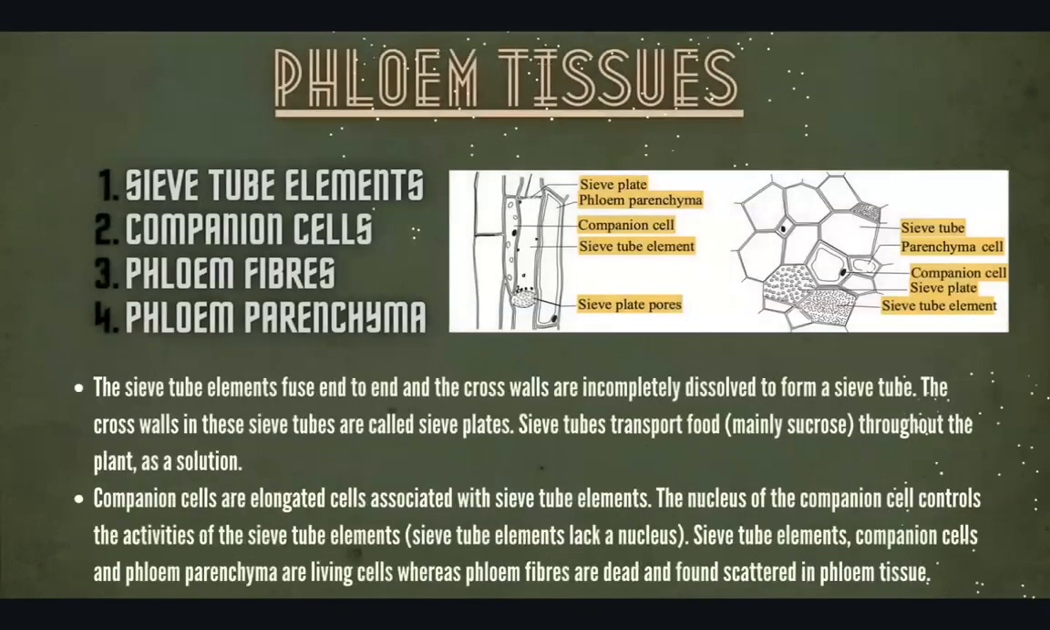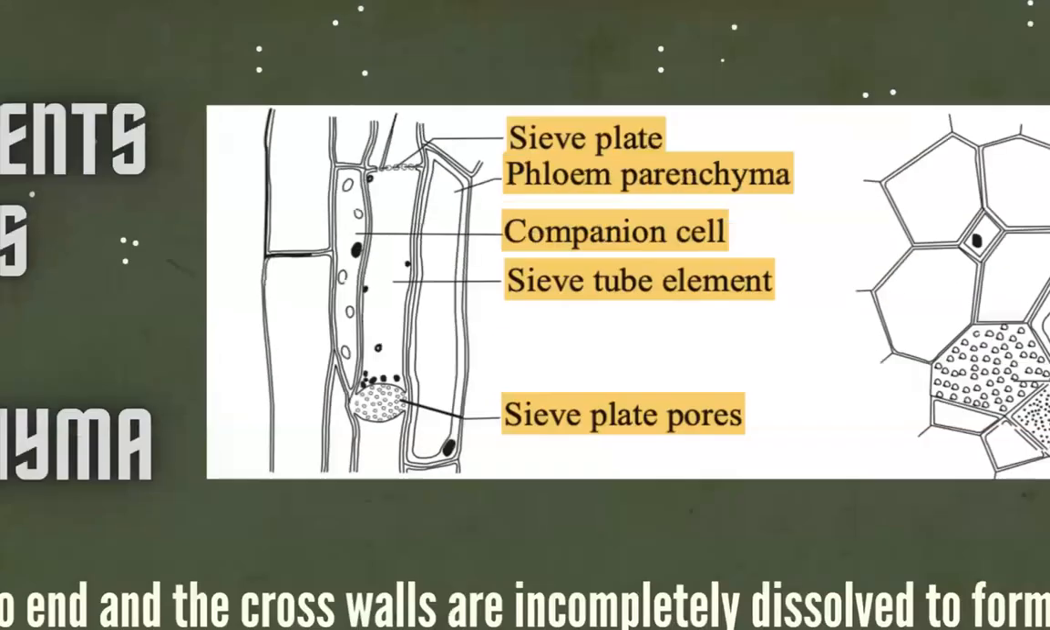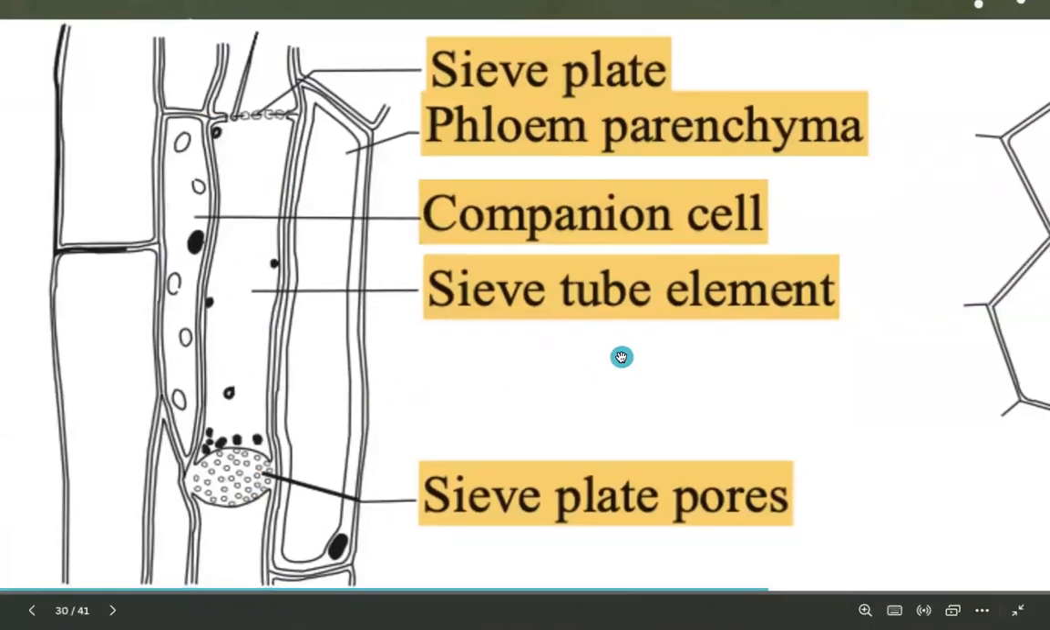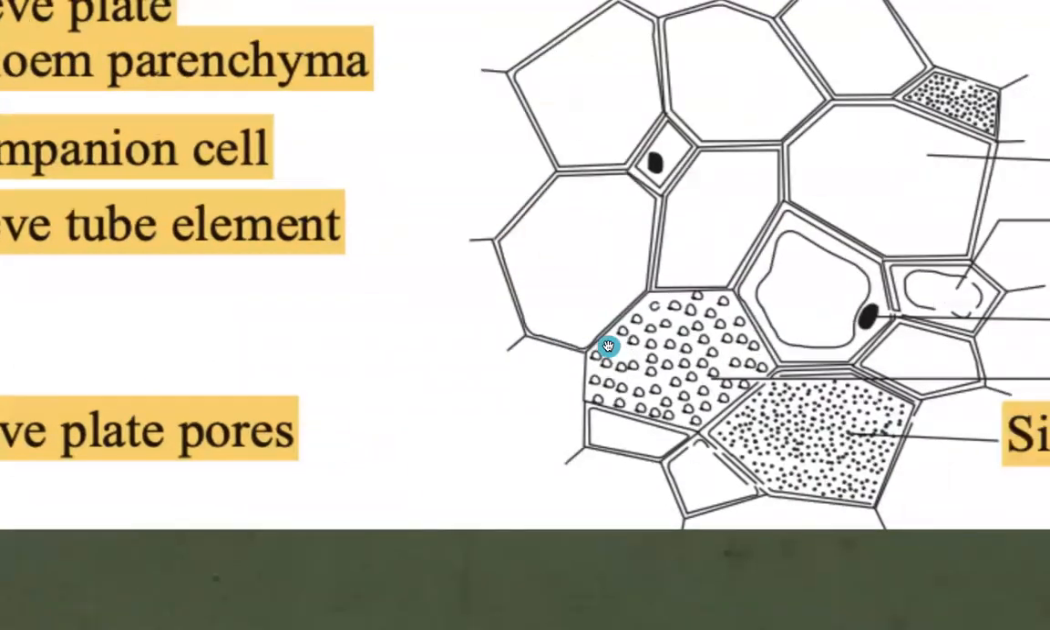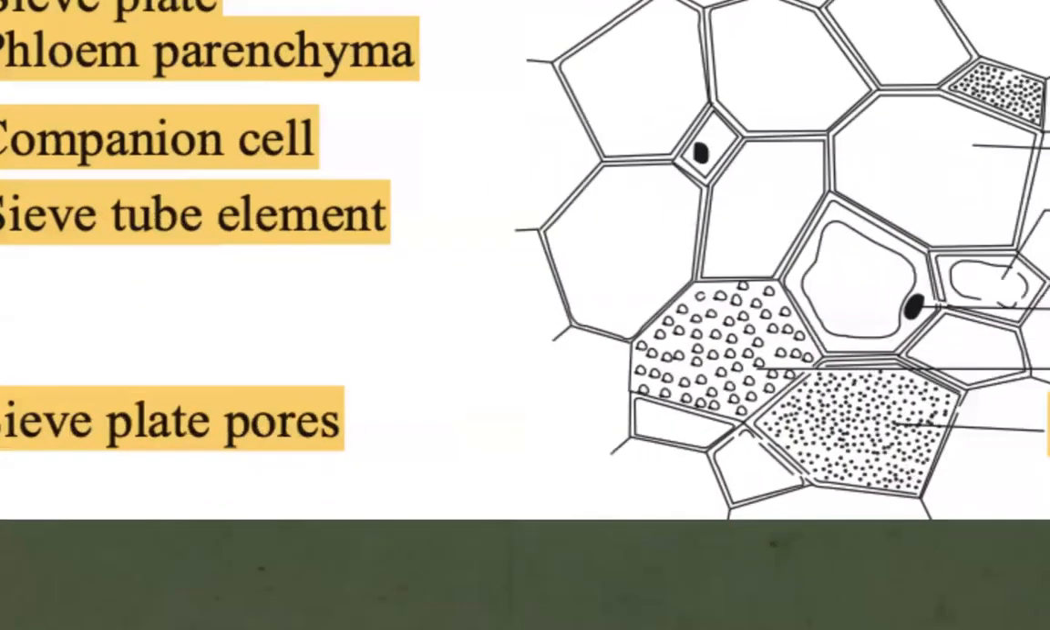And then phloem tissues. As we discussed the four types of cells in xylem tissue, so as in phloem tissues, they have four types of cells: sieve tube elements, companion cells, phloem fibers, phloem parenchyma. In this diagram, you see how the phloem tissue forms in a plant body. Here is a longitudinal section and then a cross section.